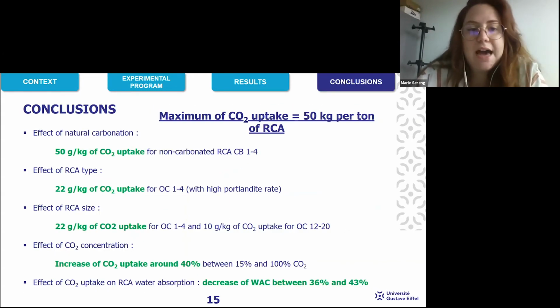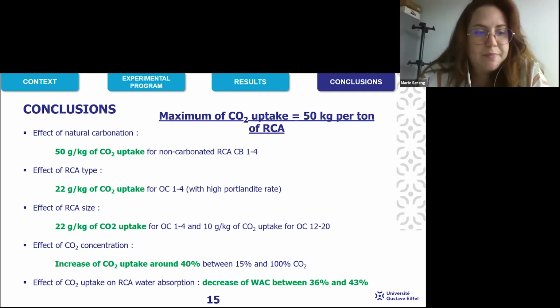As a conclusion, we have a maximum of CO2 uptake around 50 grams per ton of RCA for CB14 because they are not carbonated. The effect of RCA type demonstrates that we have 22 grams per kilogram of CO2 uptake for OC14 because they have a high Portlandite rate.